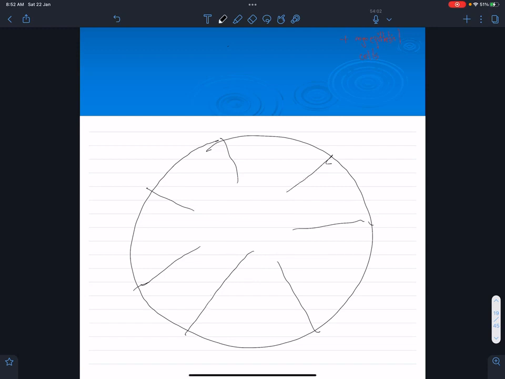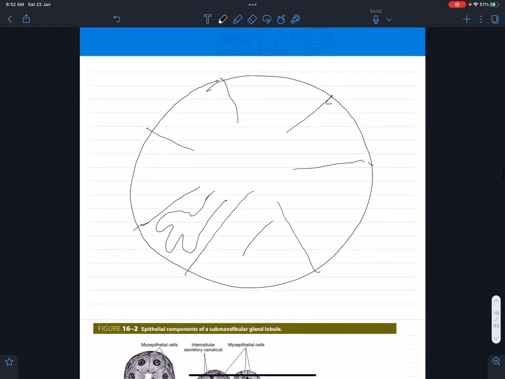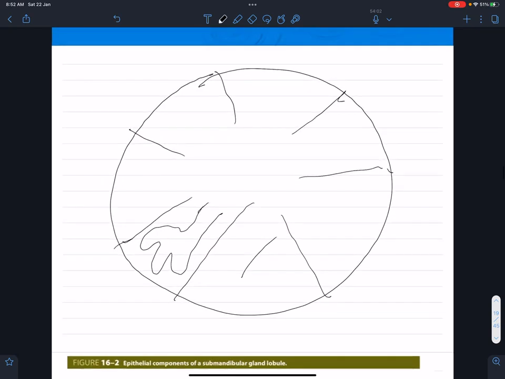And the septa that were arising from the capsule were dividing the parenchyma into lobules, all right? Into lobules, like here and here and here and here and here. And within these lobules are 2 important things that make up your salivary glands, not your kidney parenchyma, your salivary gland parenchyma, okay?